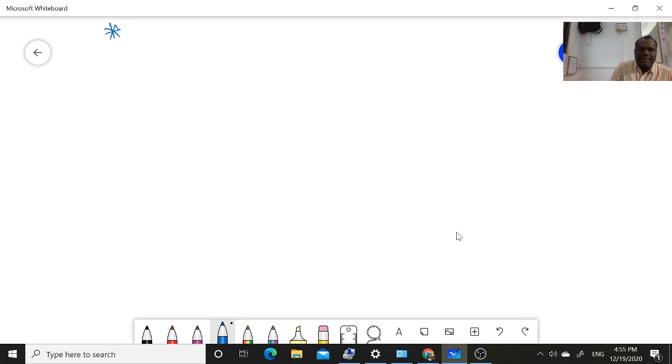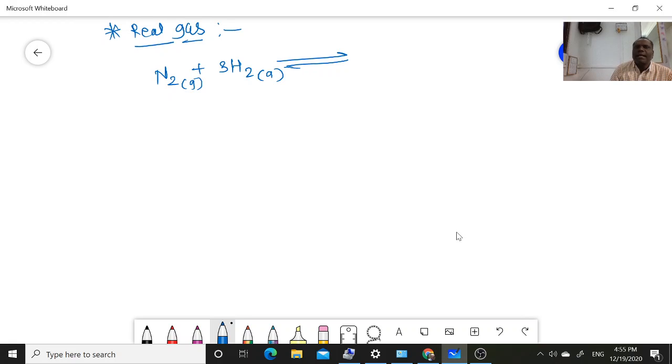This equation was for ideal gas molecules. Next one is for real gas molecules. We know that N2, a gas, reacts with H2, hydrogen, again a gas. How many H2? 3 H2. The reaction is reversible. How many moles of NH3 gas are formed? 2 moles of NH3 gas are formed. Now N2 is gas, hydrogen is gas, and ammonia is gas. Therefore, I will write this Kc.